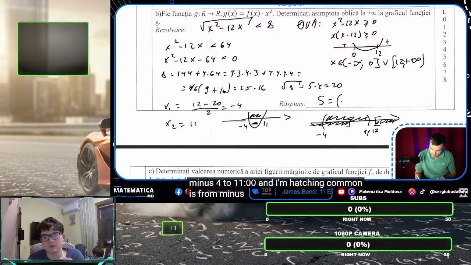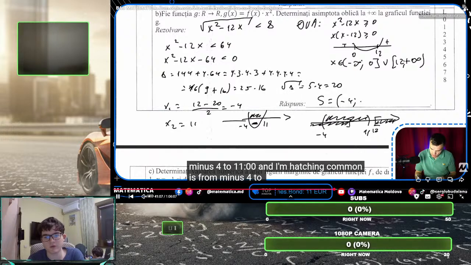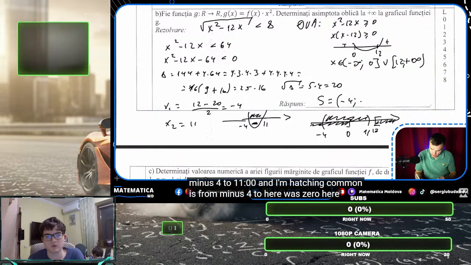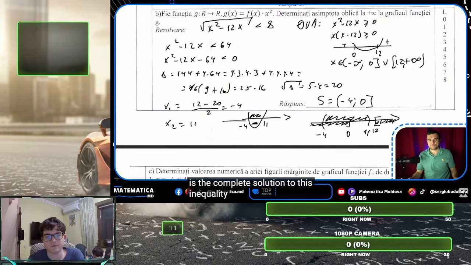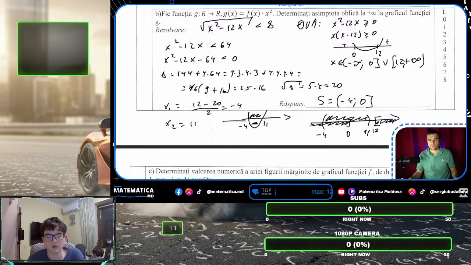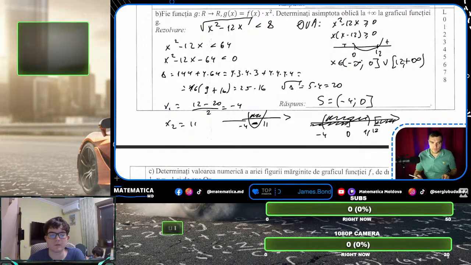So we got from minus 4 till 0. Minus 4 is normal parentheses and 0 with square parentheses. Okay, so that's how you do it. That's essentially how you do it, and we're gonna move on from here.